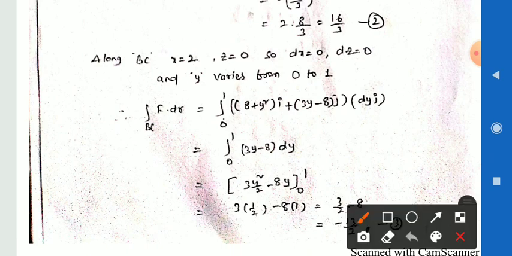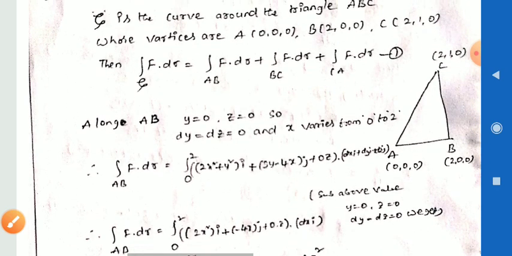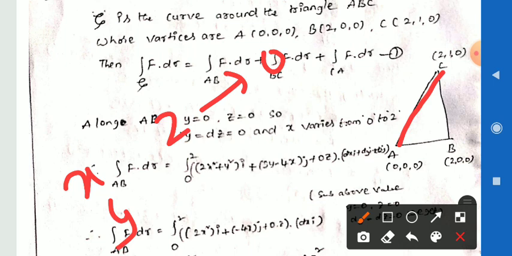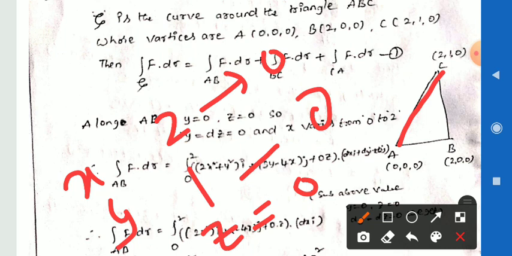This is the BC line integral value. Now I am calculating another line integral, that is C to A. In C to A, the x value varies from 2 to 0, the y value varies from 1 to 0, and the z value is 0. Here z is equal to 0 throughout, y varies from 1 to 0, and x varies from 2 to 0.